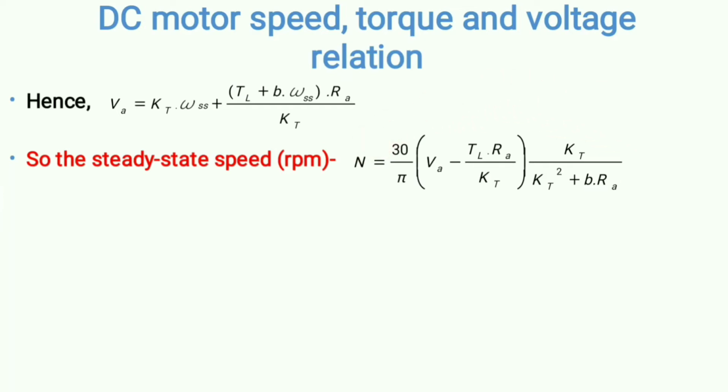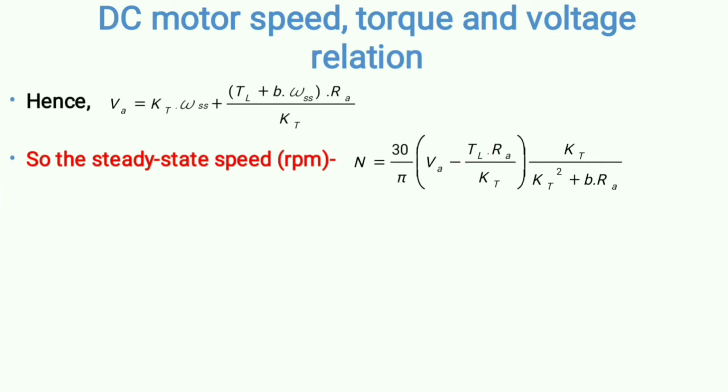As you can see, 30 by pi is a constant term. This entire term is constant because KT is a torque constant, B is the viscous constant, it is also fixed, and armature resistance is also fixed. So the only term that is varying in nature is this term inside the bracket. VA is the armature voltage, TL is the load torque.